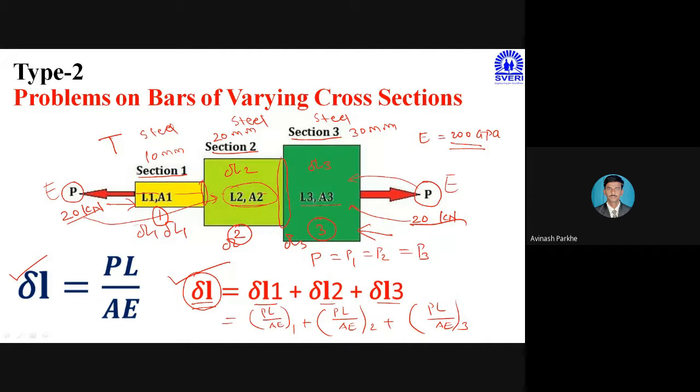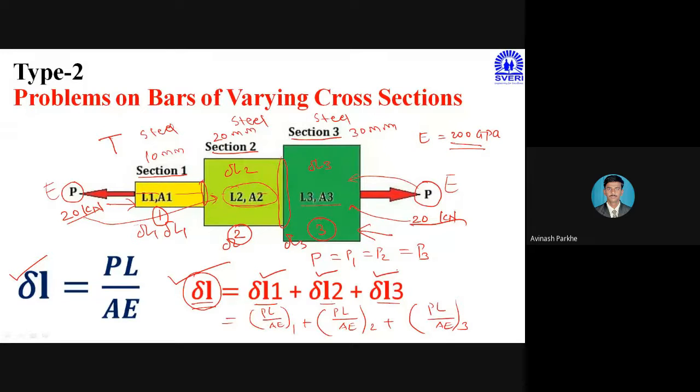And what is our requirement? If this bar is subjected to some external load, then deformation of each and every section takes place. If I have to calculate the total elongation or total deformation of the bar, I have to calculate the deformation of section 1, section 2, and section 3, and at the end make the addition. So the formula in front of you is total deformation delta L equals delta L1 plus delta L2 plus delta L3. For all three sections, we are considering the same load.